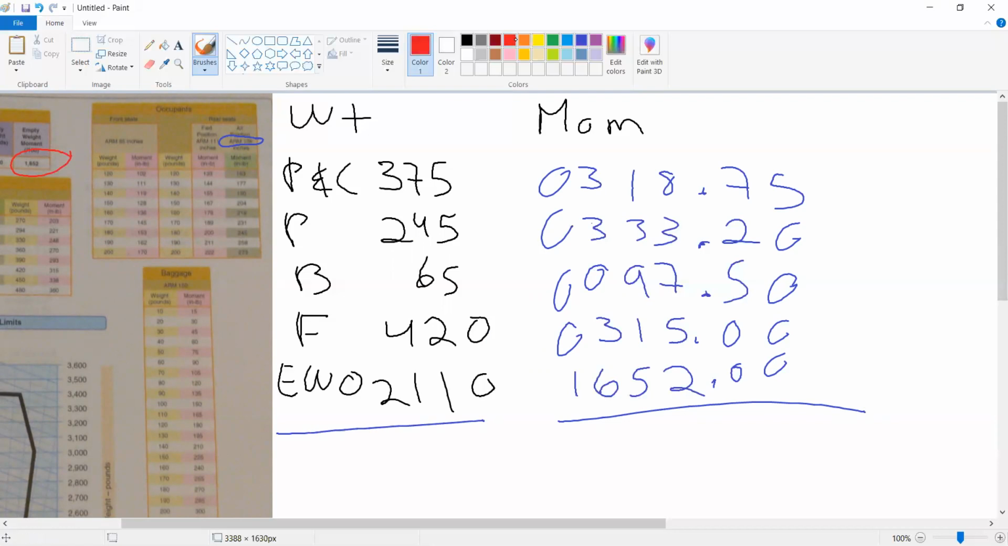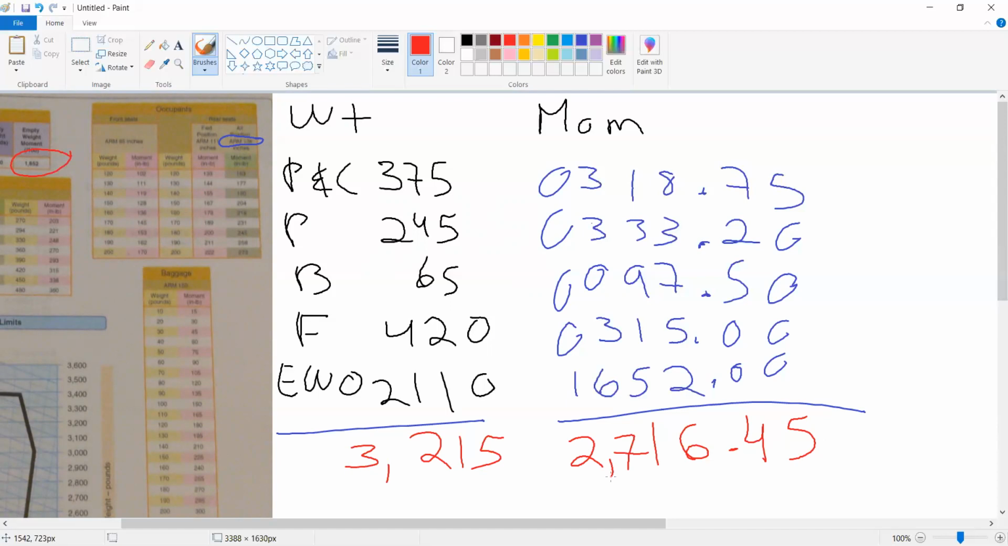So when we add this column, we get 3,215. Next column, we have 2,716.45. Now, what do we do with this information? Now we have to figure out, are we within the limits or not within the limits? How are we doing over here?